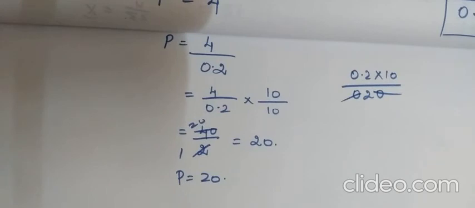Okay, clear children? We have solved 5 sums from exercise 8.1. We have 3 more sums using the direct method, assumed mean method and step deviation method. We'll see you in the next video session. Thank you children.